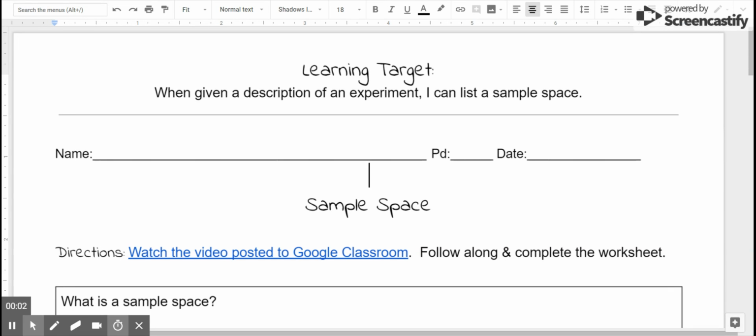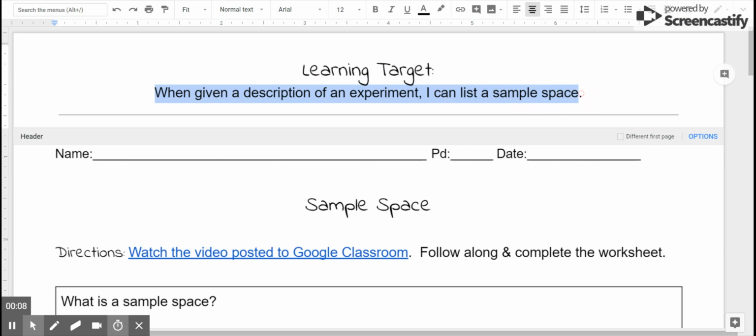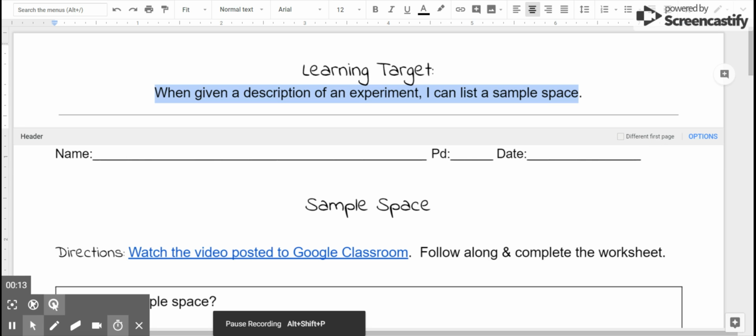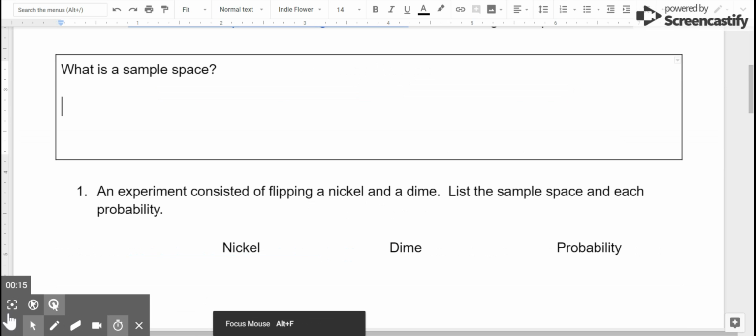Today's video is about sample space. Our learning target today is: when given a description of an experiment, I can list a sample space. What is a sample space? A sample space is a list of all the possible outcomes to a probability experiment.